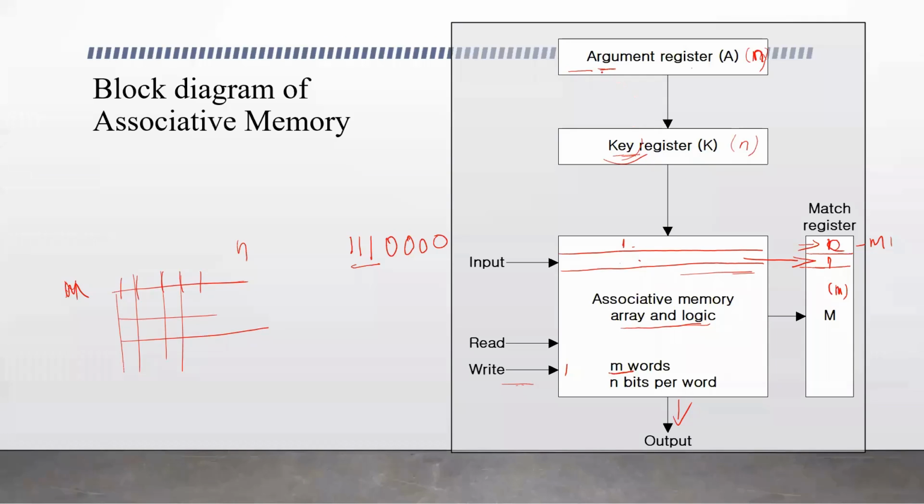And here, instead of matching the entire word in the argument register with the word in the memory, to reduce the time, we can choose the key element from this keyword. A part of a word can be chosen. That is done by setting the corresponding bits in the key register as 1.